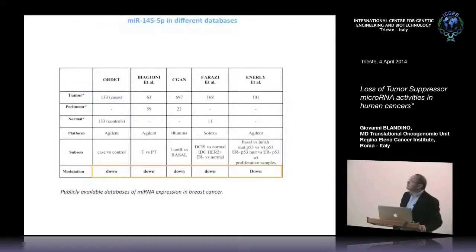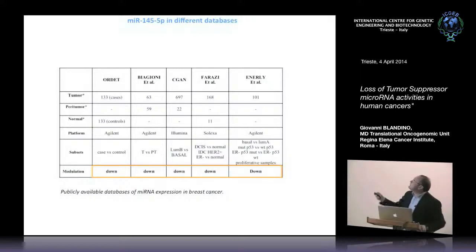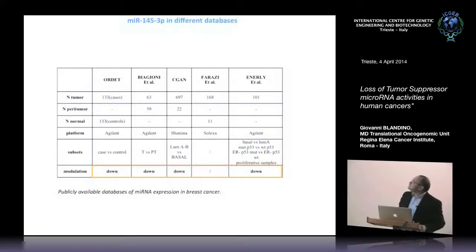Then we started to look whether these two microRNA were also down-regulated, or followed what we saw in our order analysis, in many databases. You see these are some of the databases that were already existing, including what we did at that time, and with different platforms. And we could say that the down-regulation of the 145-5P that we see in our order was also present in other databases, a different set of tumors. That was also true for the 145-3P.